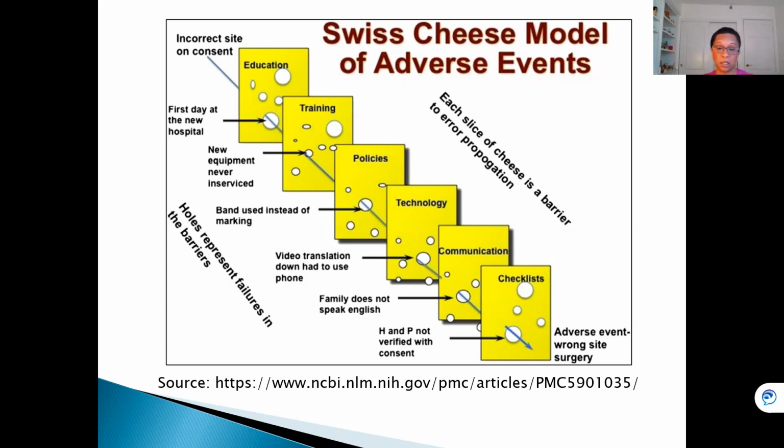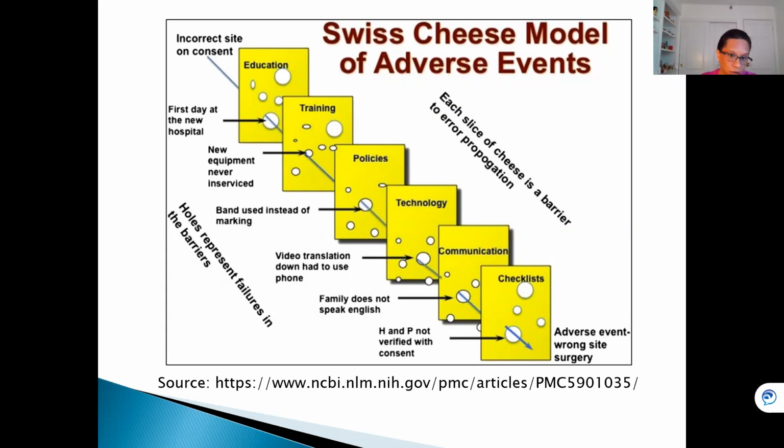Before any plane takes off, there's a checklist. 1, 2, 3, 4, 5, 6. Are these things all in line? Are these things all done? It's not left to memory. There's only so much a person can memorize. And the more layers of Swiss cheese you have, the less likely that error is going to reach the patient.